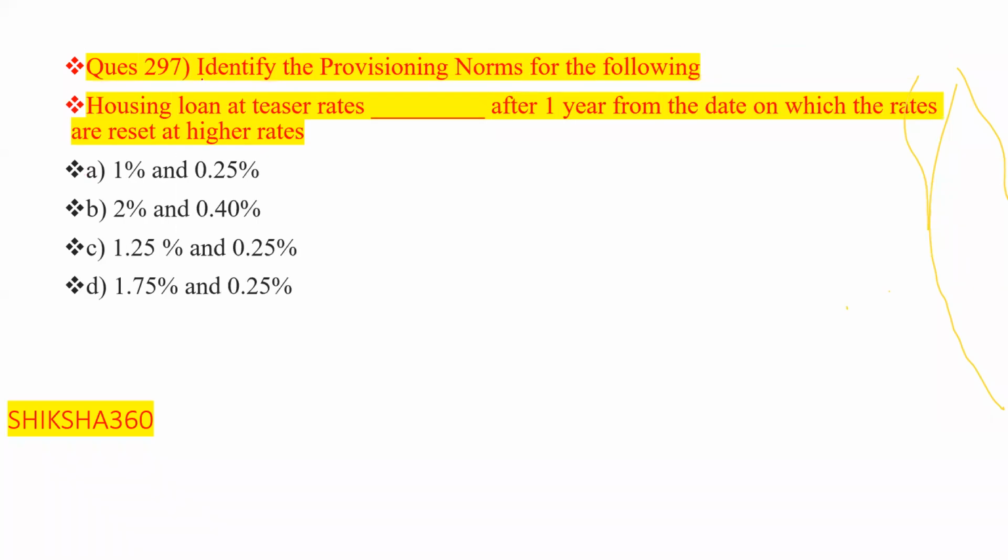Now move to the last question. Housing loans at teaser interest rates, dash after 1 year from the date on which the rates are reset at higher rates. Options are 1% and 0.25%, 2% and 0.40%, 1.25% and 0.25%, and 1.75% and 0.25%. The correct answer here is option B, that is 2% and 0.40%. So this one is our answer.